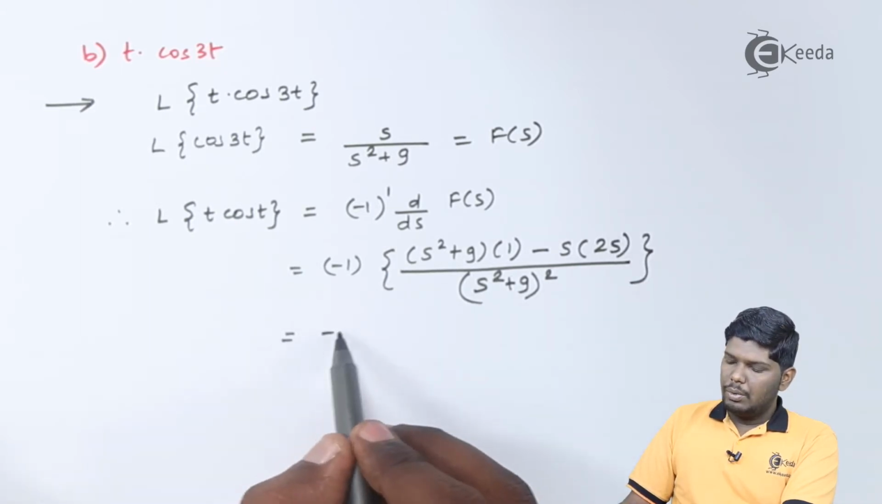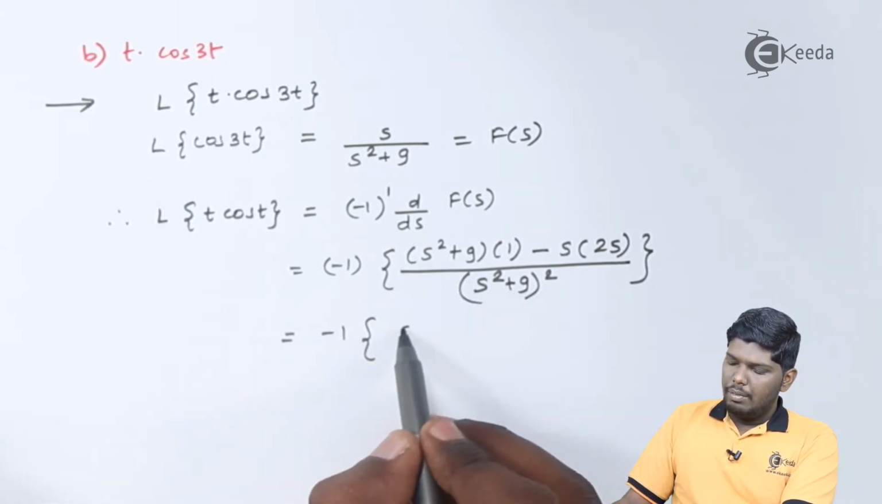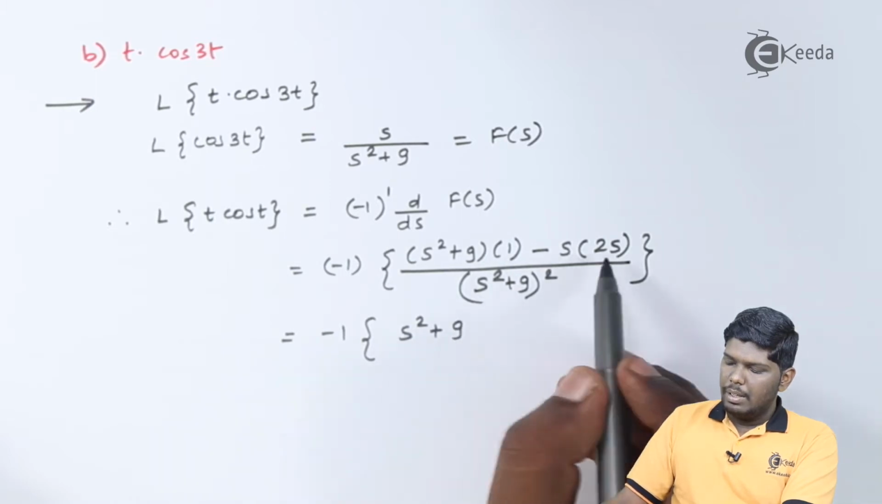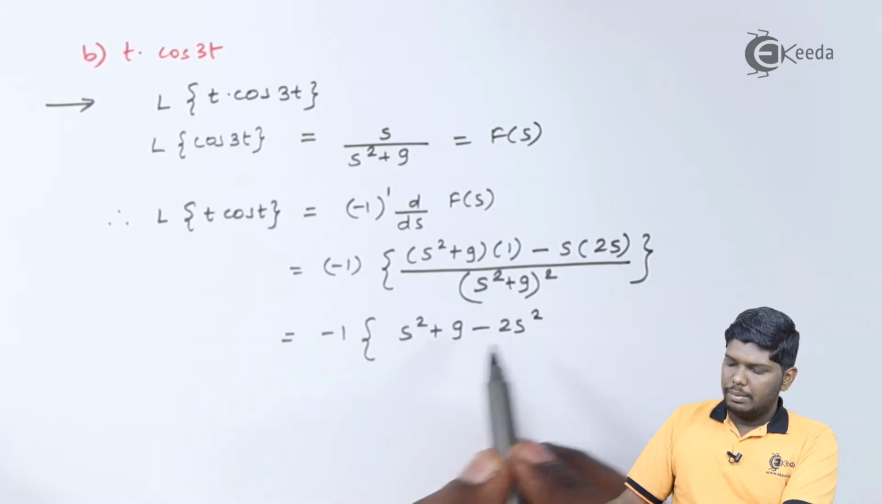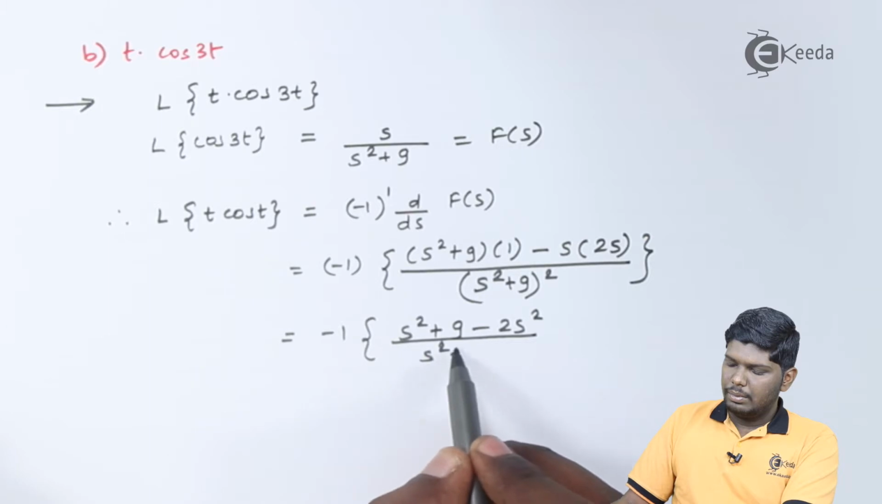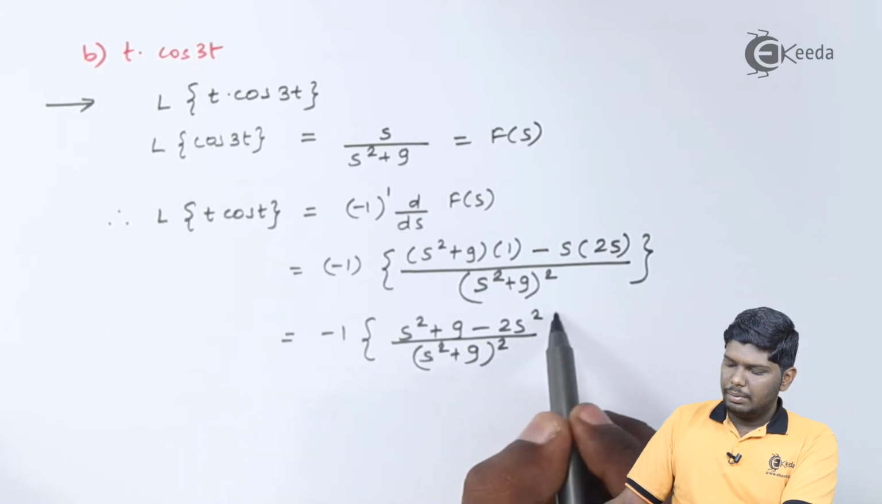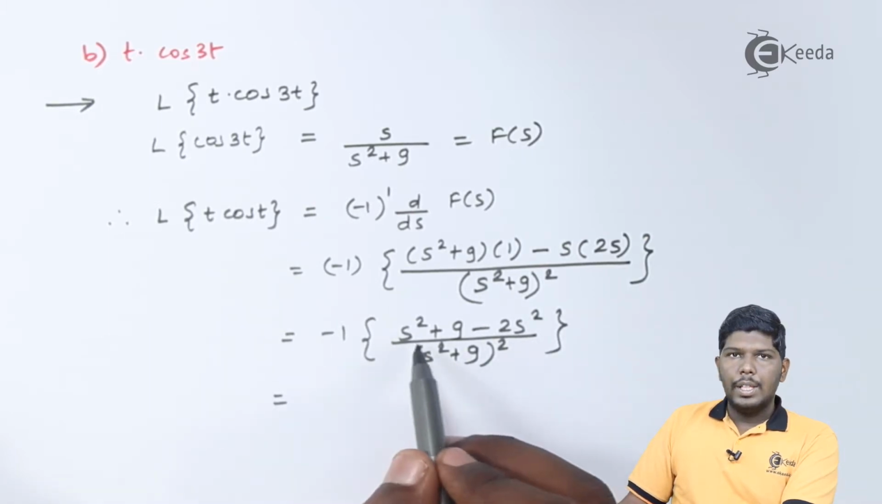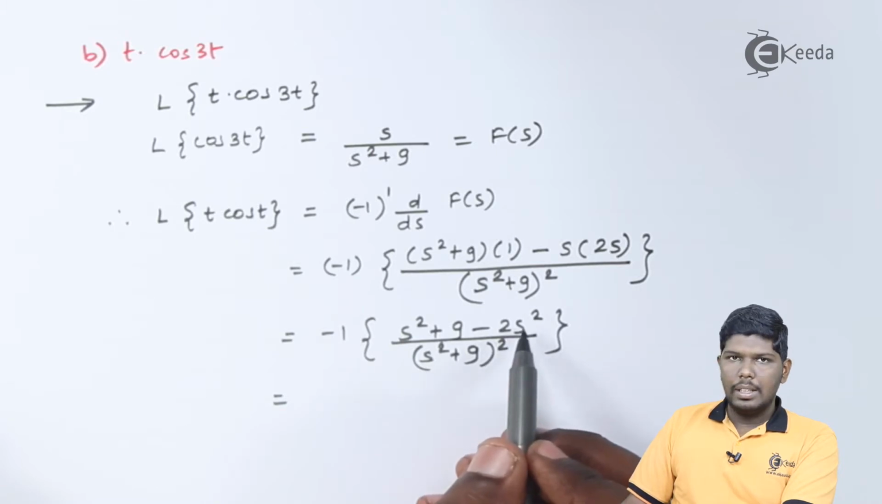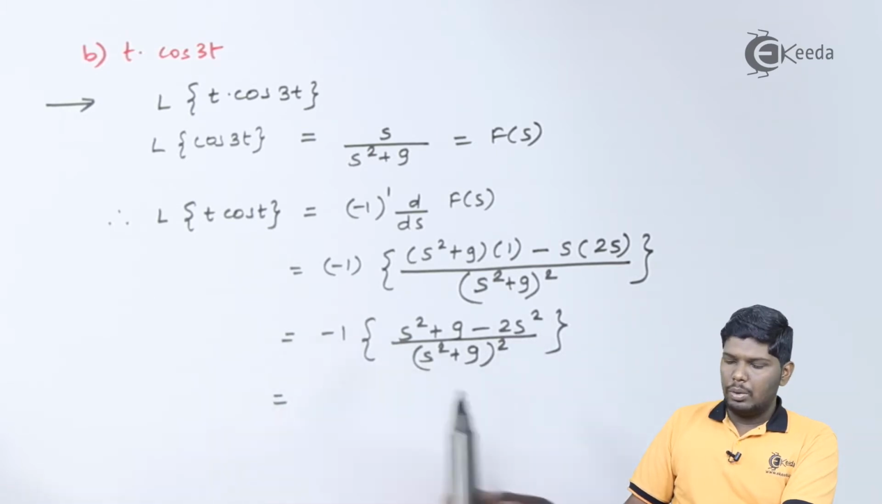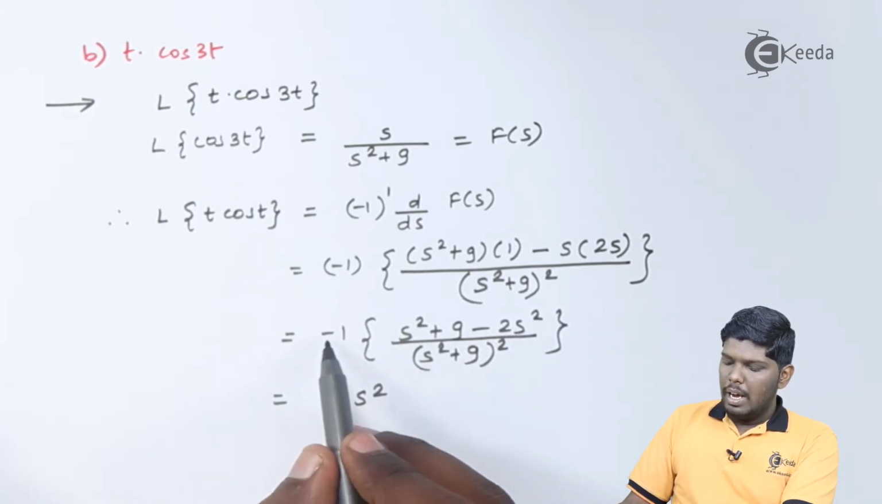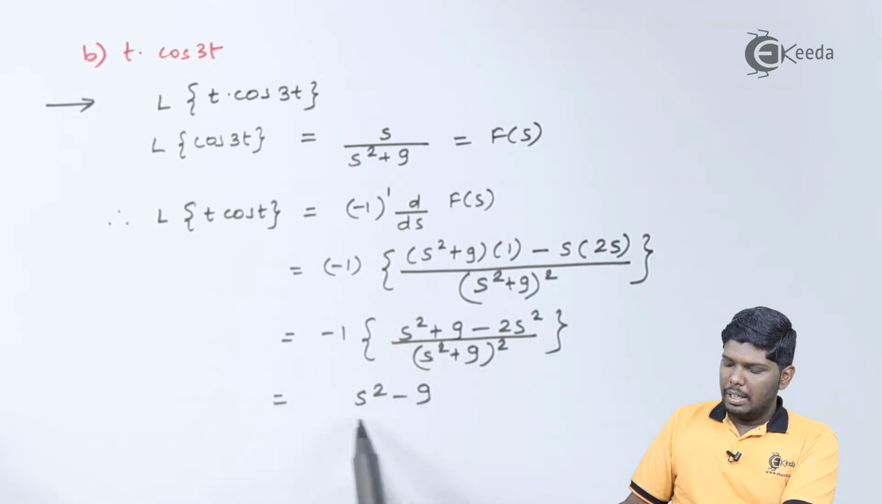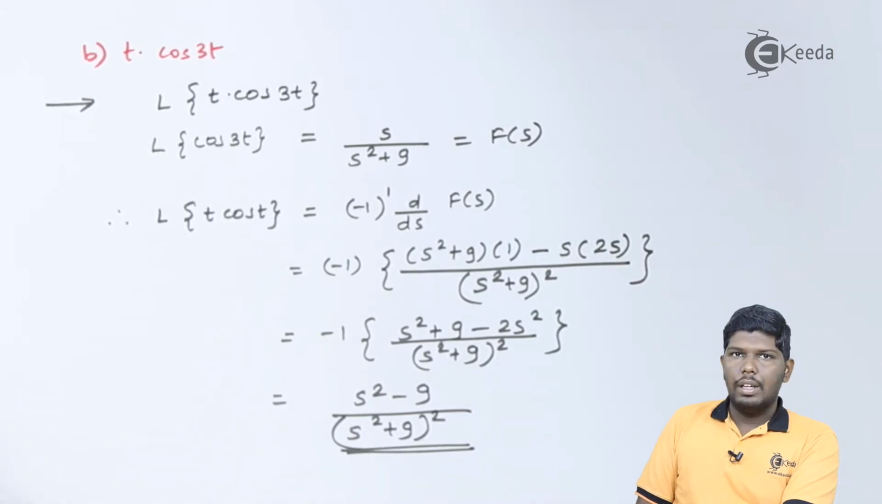On further solving, this will give you minus 1 into s square plus 9 minus 2s square. S square minus 2s square will give you minus s square, and that into minus 1 will give you plus s square, and minus into plus will give you minus 9 divided by s square plus 9 the whole square. This is our final answer.